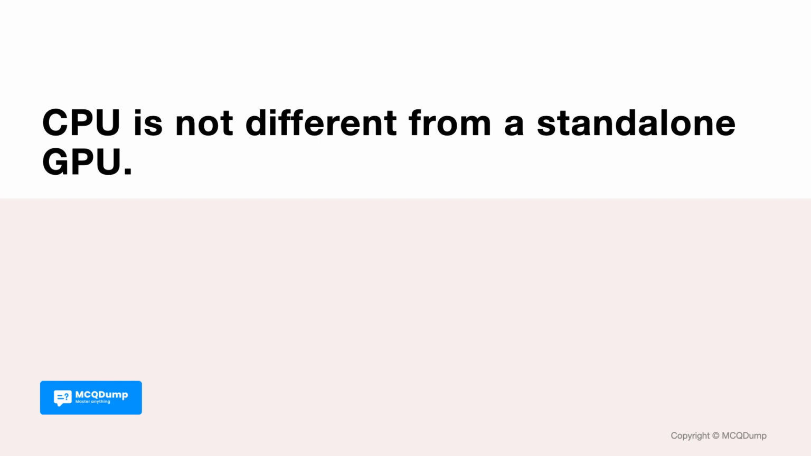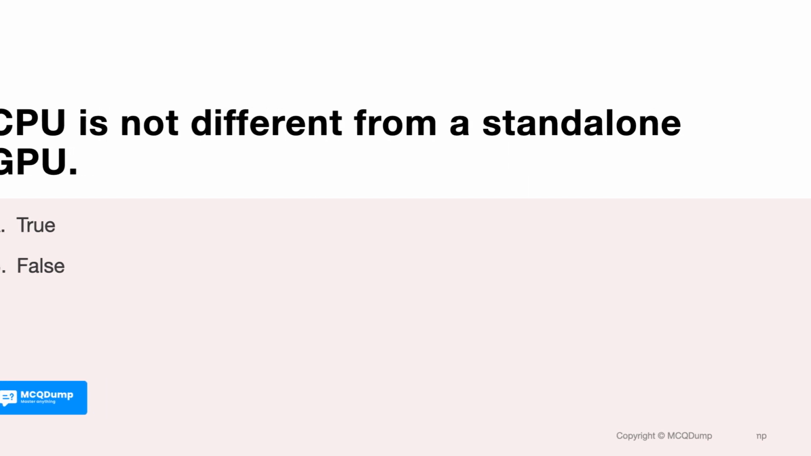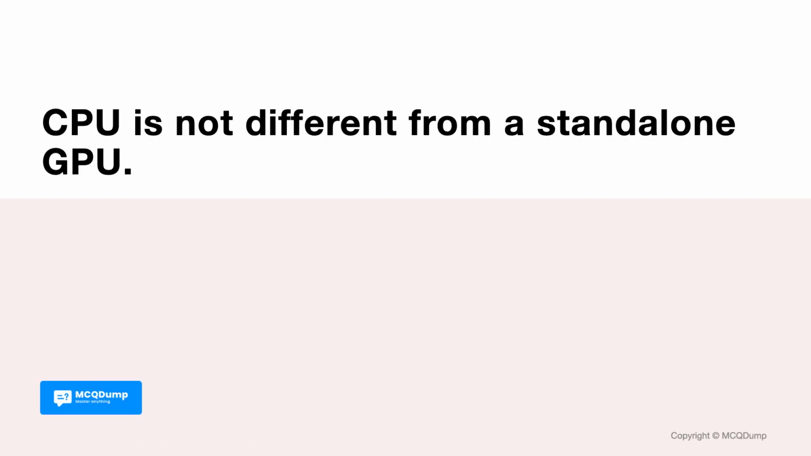CPU is not different from a standalone GPU. True or false? It is false. A CPU is different from a standalone GPU. GPU stands for Graphics Processing Unit, which renders images and video on your display. Although there are integrated GPUs that exist on and share a memory with the CPU.